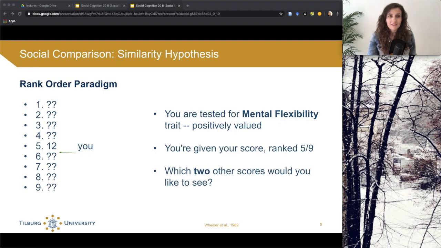Now, imagine the following scenario. This is what we would call the rank order paradigm. Imagine that you are tested for your mental flexibility. That's a trait that we generally positively value. And you are given your score. Out of 9 people, you rank 5 out of 9. So, you have 12 points, and out of the 9 people, you are the 5th. Now, which 2 other scores would you like to see? Pause for a moment here and think about which 2 other scores you would want to know.